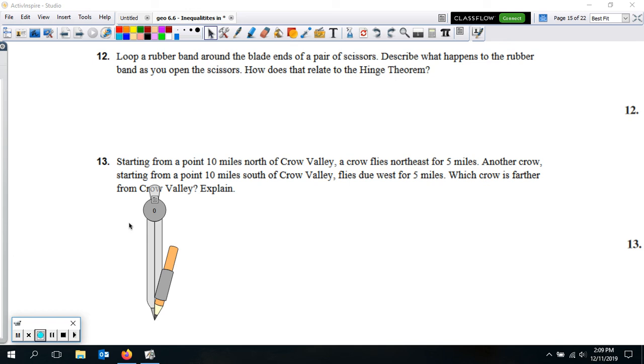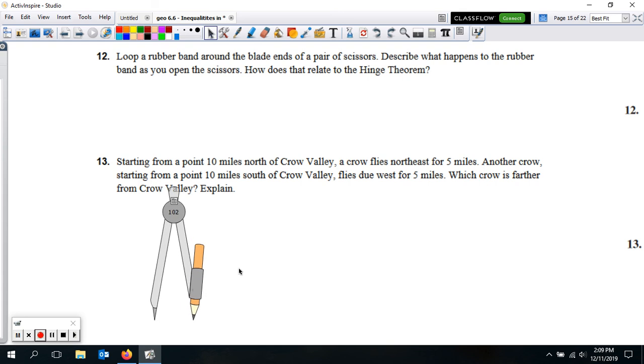I don't have a pair of scissors, but I do have a compass here. Each side of this compass is exactly the same. It's congruent. Each side, the point side and the pencil side, are both congruent, as you can see. If I were to wrap a rubber band around this and start to open this compass, right now it's at 0 degrees, and as I open it, the angle starts to increase. The angle continues to increase, and we can ask, well, what happens?